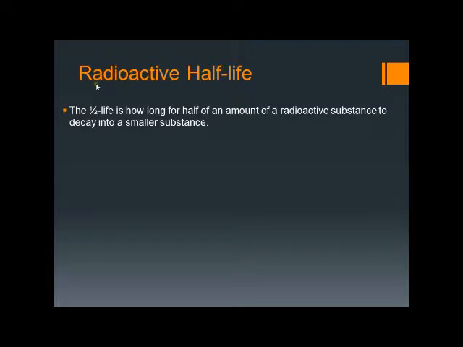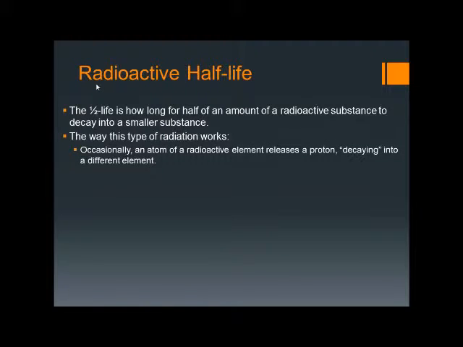A brief description of how this type of radiation works. You have an atom of radioactive substance. Its nucleus, because of how large it is, how much stuff is in there, is unstable, and occasionally that nucleus breaks down and it releases some protons, and because it loses some protons it becomes a different element. For example, certain types of uranium decay, lose some protons, and become lead. That's the way it works.